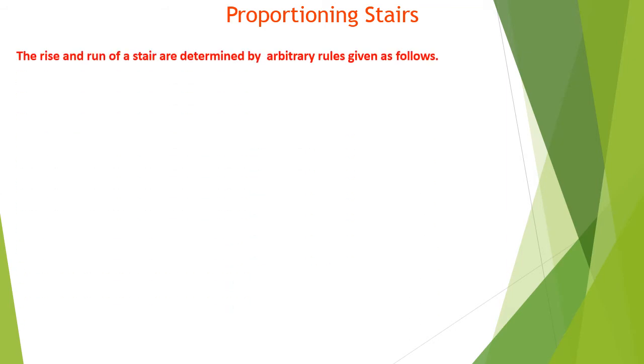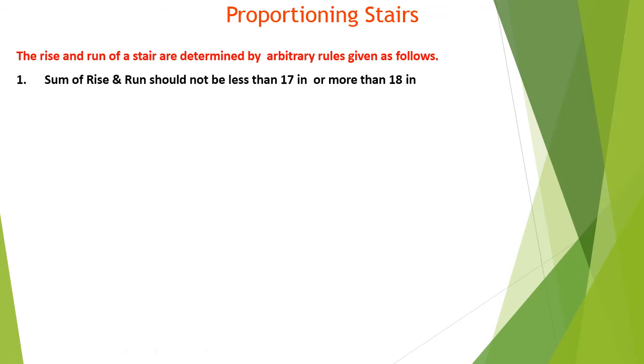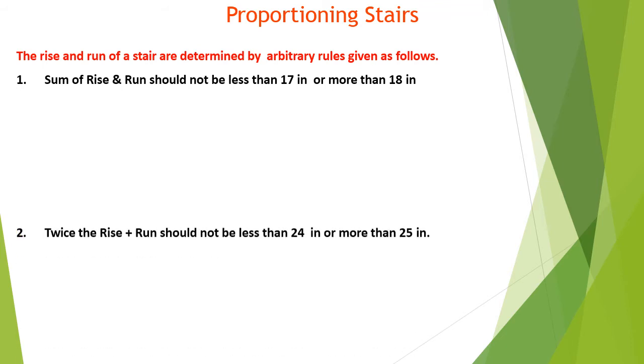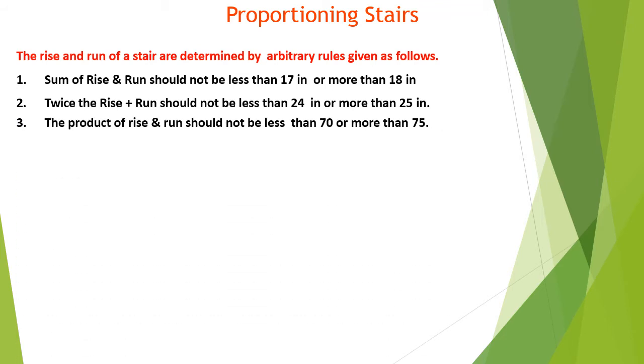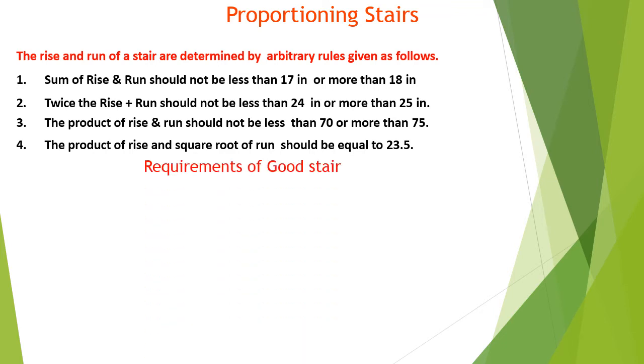The rise and run of a stair are determined by arbitrary rules given as follows. The sum of rise and run should not be less than 17 inches or more than 18 inches. Twice the riser plus run should not be less than 24 or more than 25 inches. The product of rise and run should not be less than 70 or more than 75 inches. The product of rise and square root of run should be equal to 23.5.